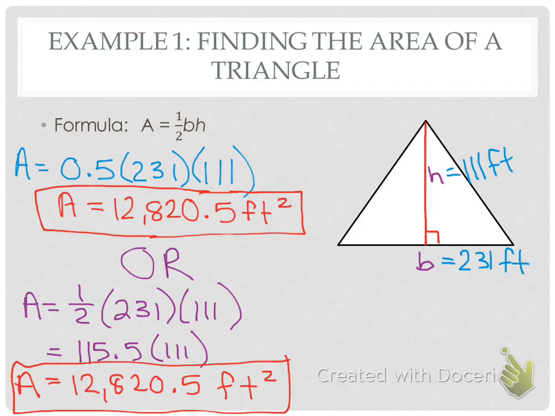All right, so there are several ways that you could do this because of the commutative property of multiplication, that you can multiply in any order. There are several ways that you could solve this once you plug in your numbers. All right, so that's just one of the ways. Okay, any questions on example 1? I'll pause the recording and answer any questions.